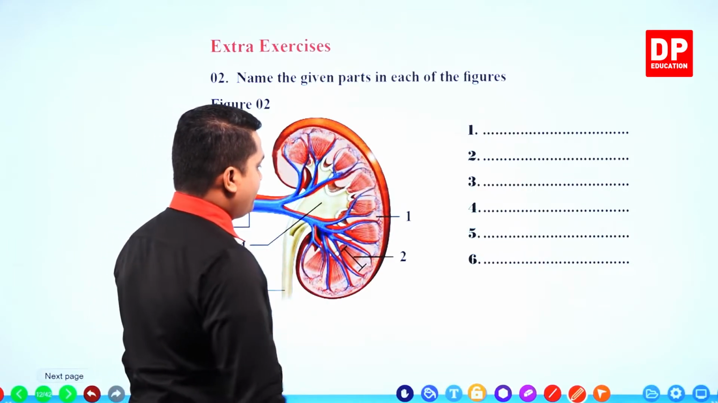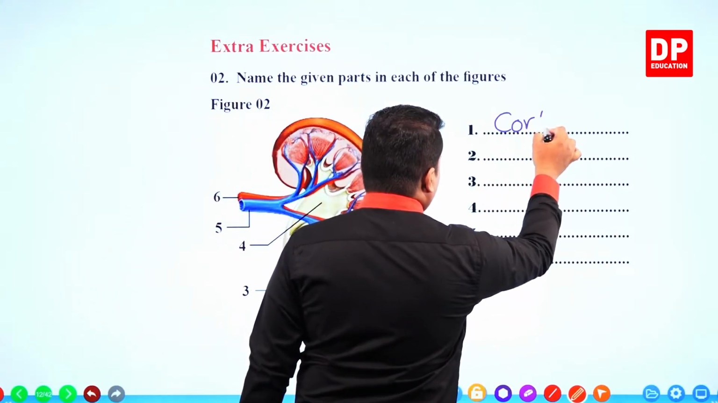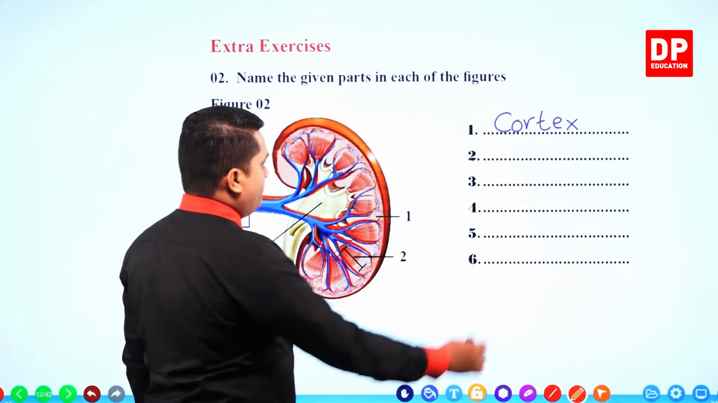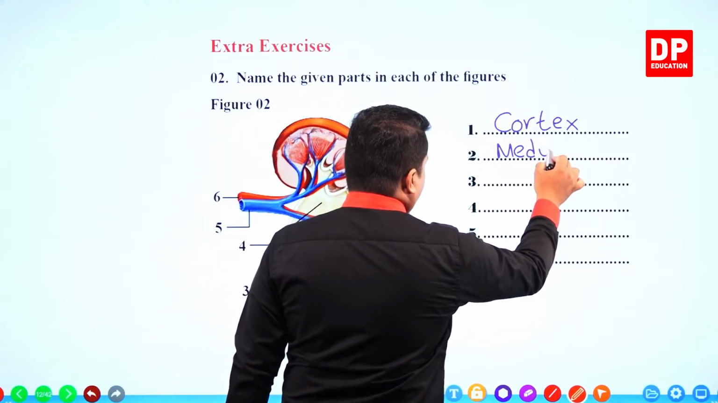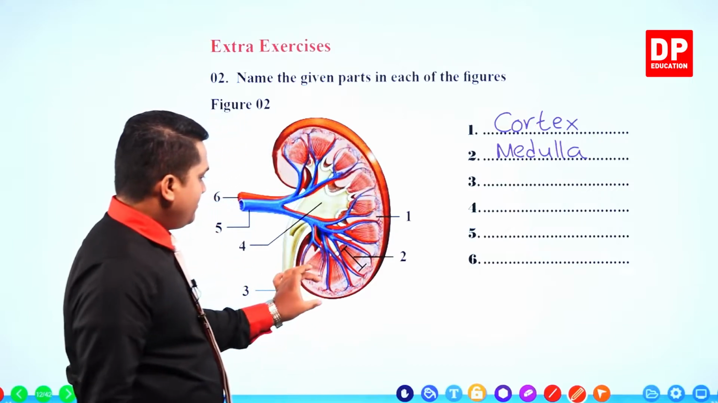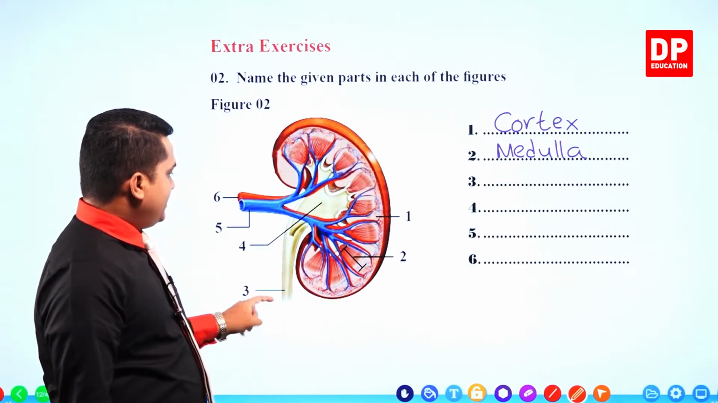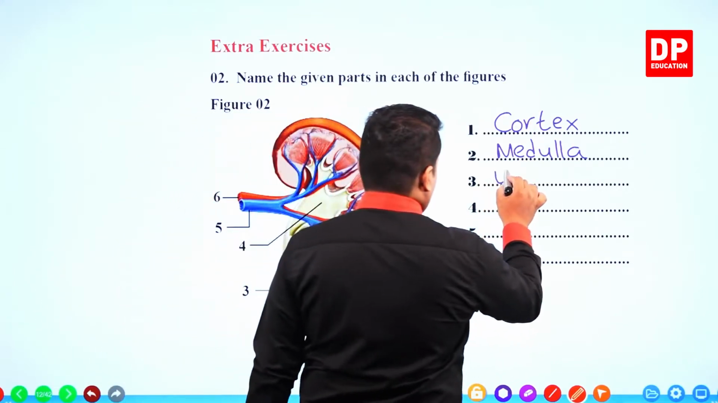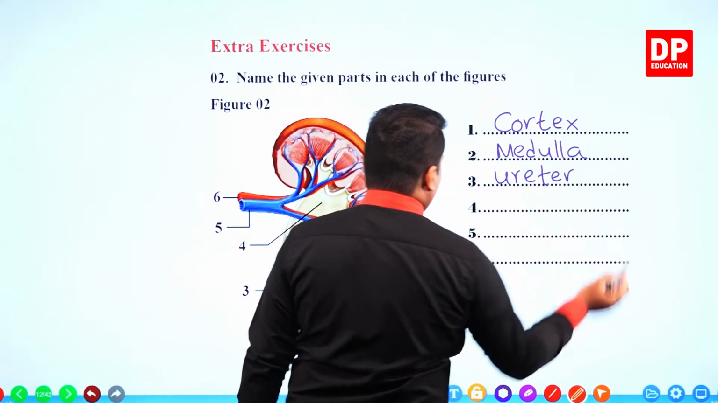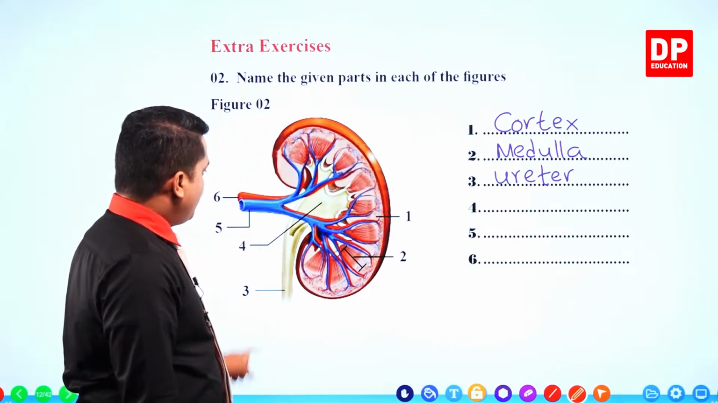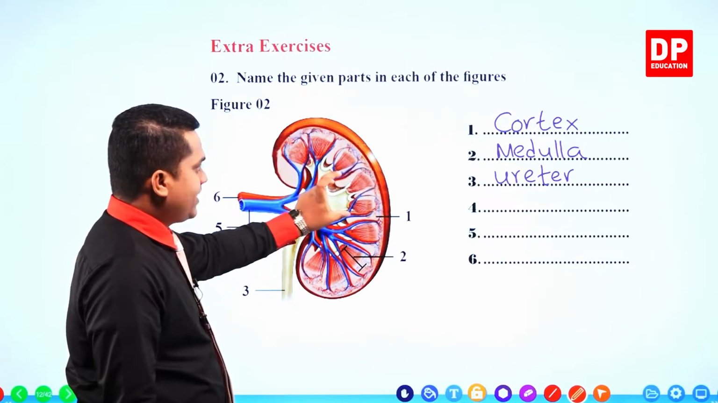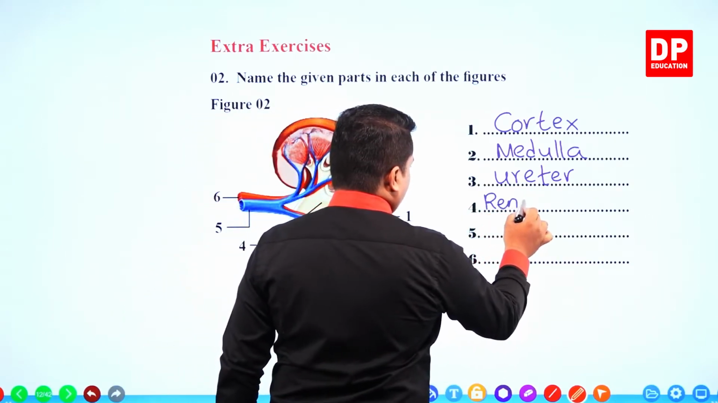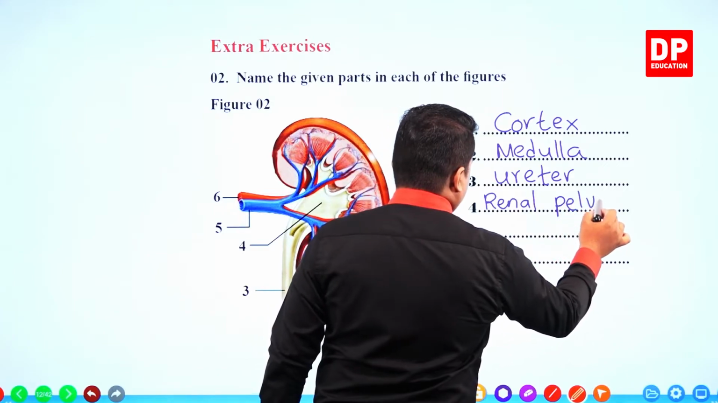Number 1 represents the cortex, and number 2, medulla, these pyramids. Number 3, that's the tube which runs towards the urethra, the ureter. Number 4, it's the pelvis, the renal pelvis.